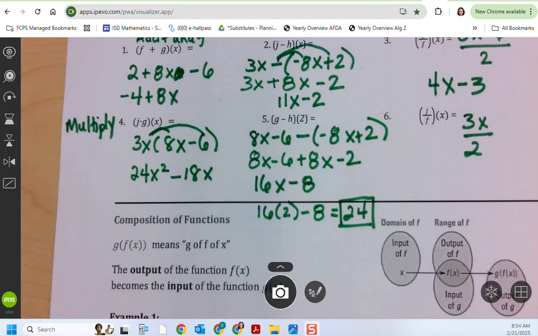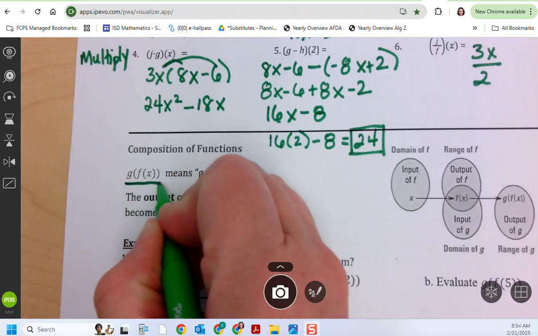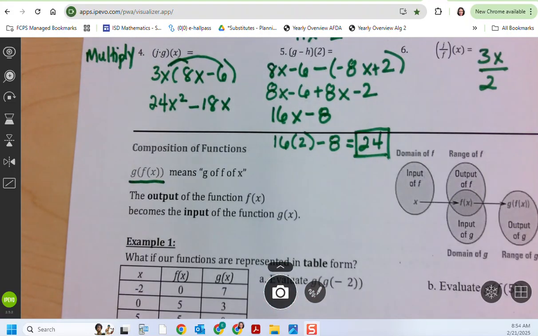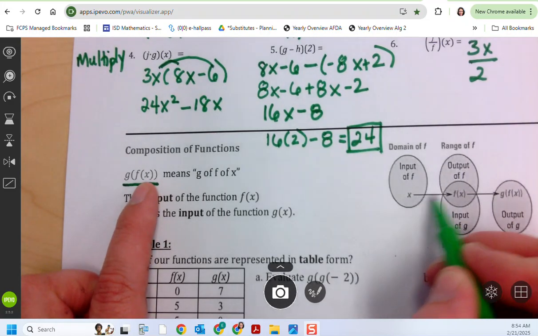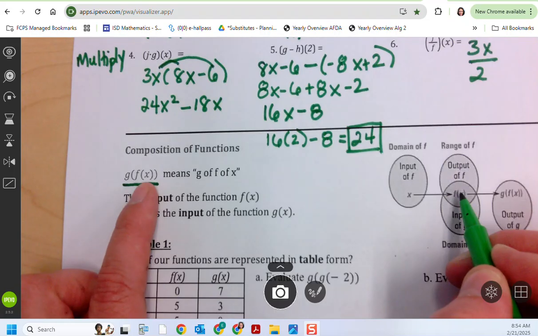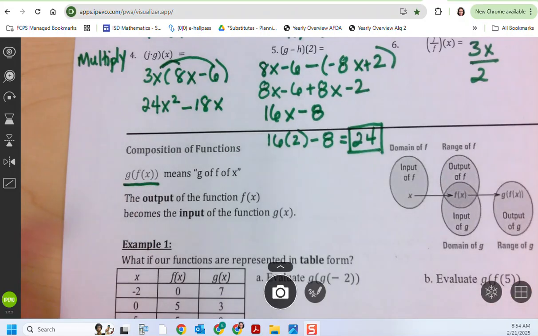Okay? All right. Down here, when you see this, g of f of x, it means I'm putting function f into function g. So the way you do this is you start on the inside. You start by putting x into function f. You get a number out, and then you put that number into g, and then you get a number out of g. So it's like a two-step process.